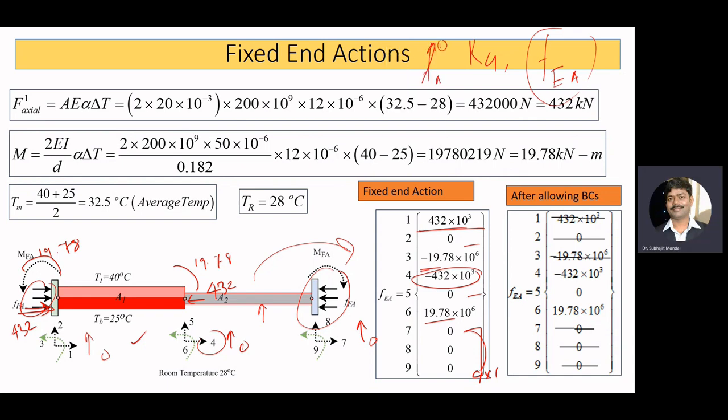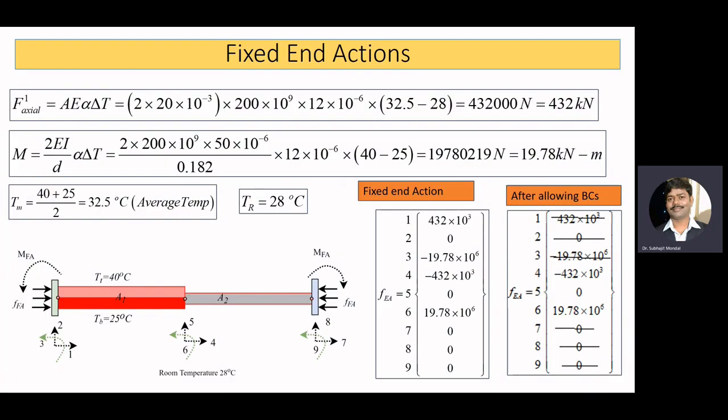Okay. Now we can apply the boundary conditions. Here we just see this end and this end are fixed. So all the degrees of freedom are fixed for node 1. So here degrees of freedom 1, 2, 3, and 7, 8, 9 are fixed.